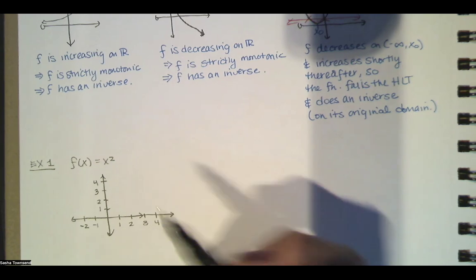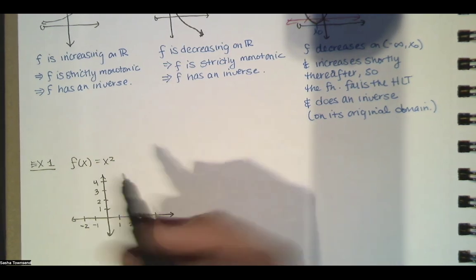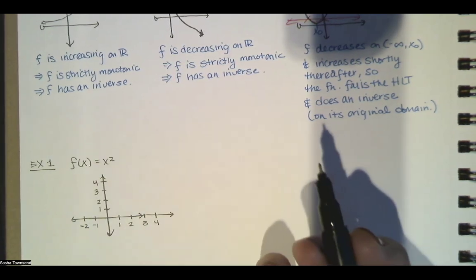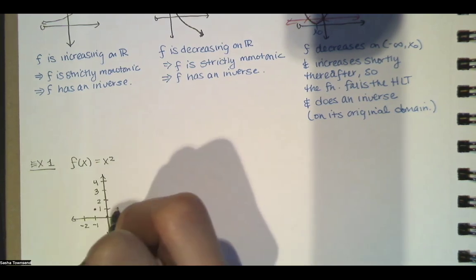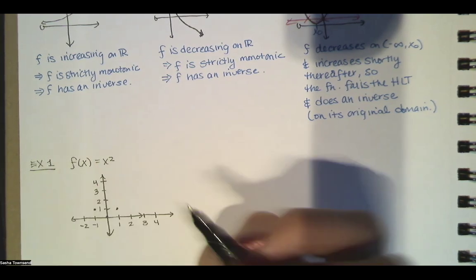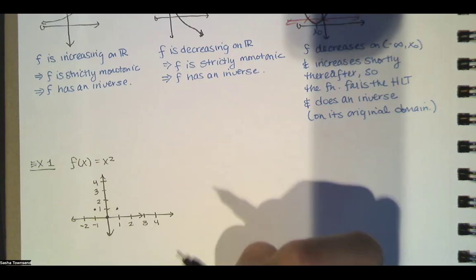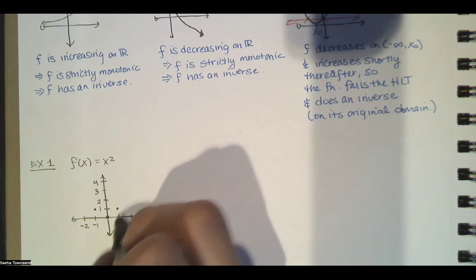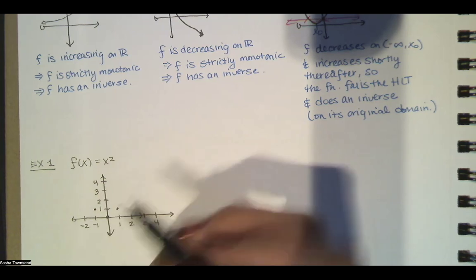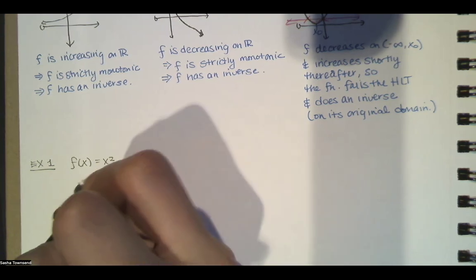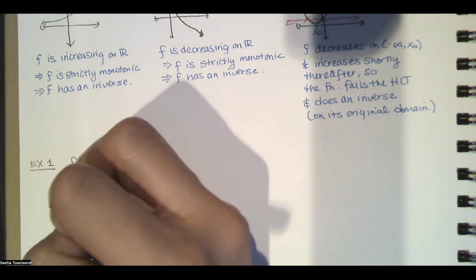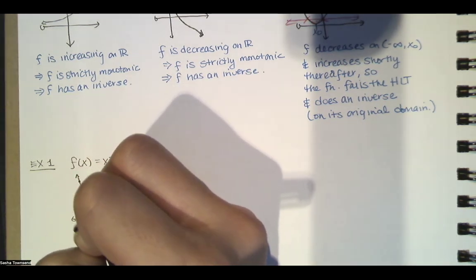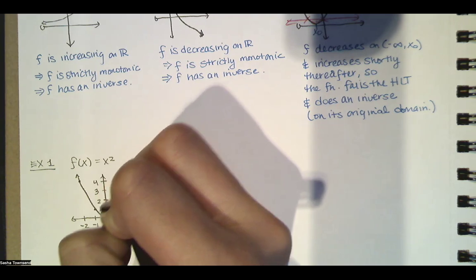It does not have an inverse as it's originally written on its implied domain of negative infinity to infinity. If we graph that, we know it fails the horizontal line test. At x equals 0, y equals 0. At x equals plus or minus 1, we get plus or minus 1 squared, which is 1. At x equals plus or minus 2, we get plus or minus 2 squared, which is 4. And it just continues. And so we've got options.